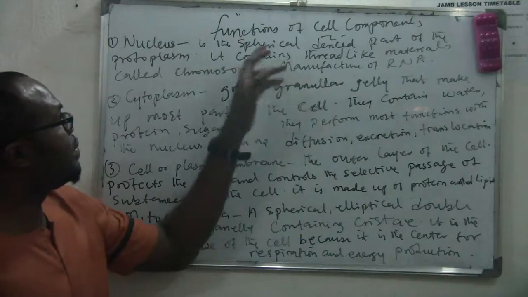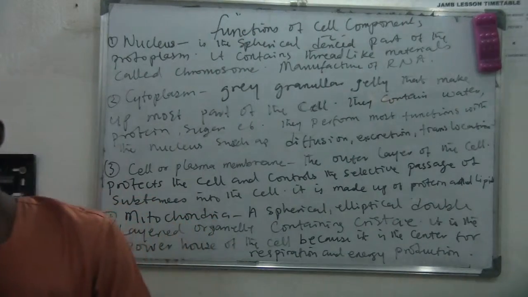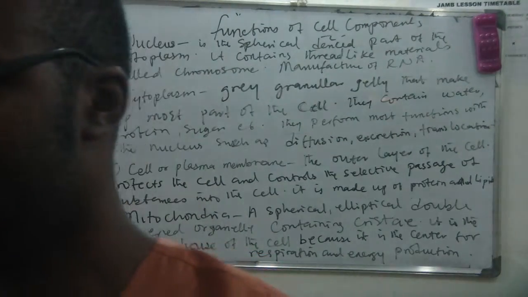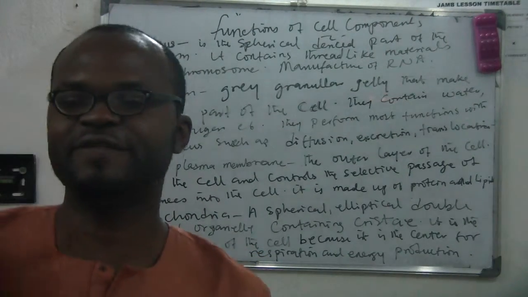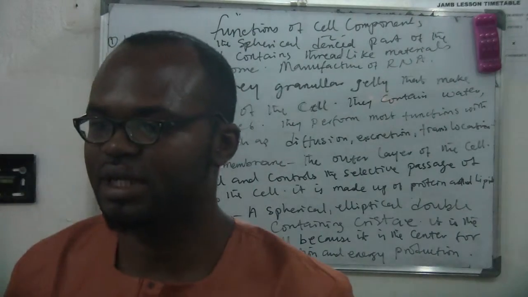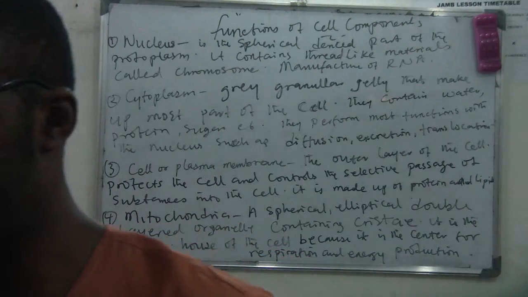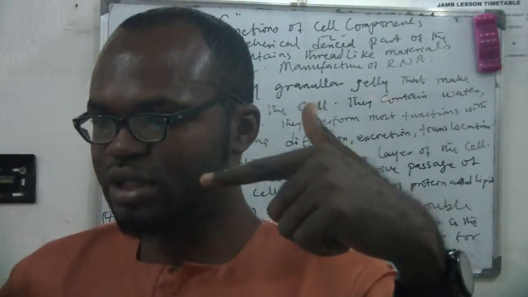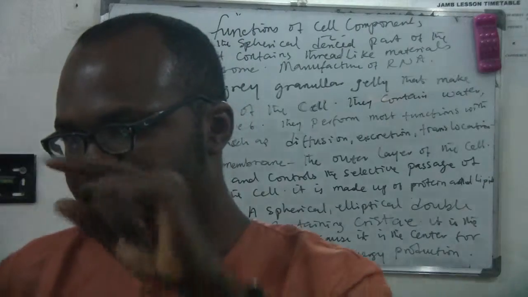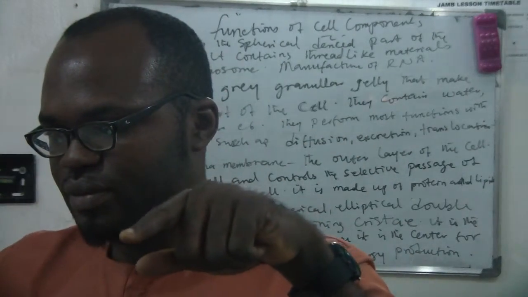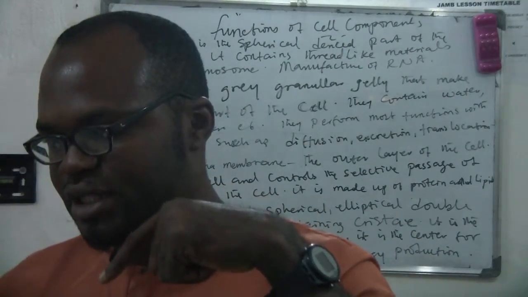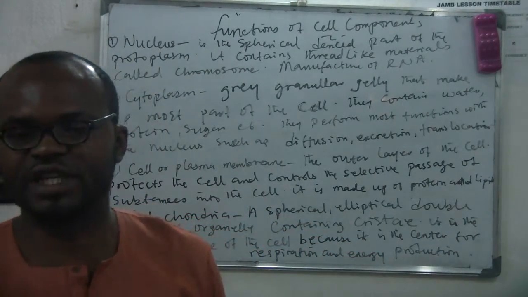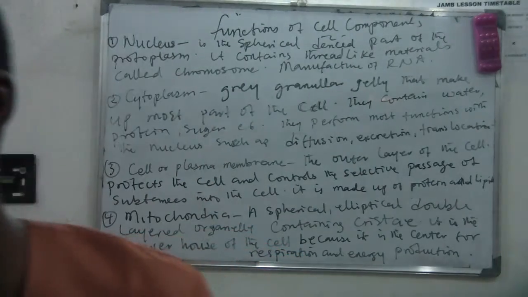Yes, welcome. We're going to be learning about the functions of the cell components. In the previous class, we drew the plant and animal cells, isn't it? When we drew these cells, we identified some components, like the nucleus, the cell membrane, the cell wall, the mitochondria, the vacuole, and the cytoplasm. Those were the components that we identified. What are the functions of these components?